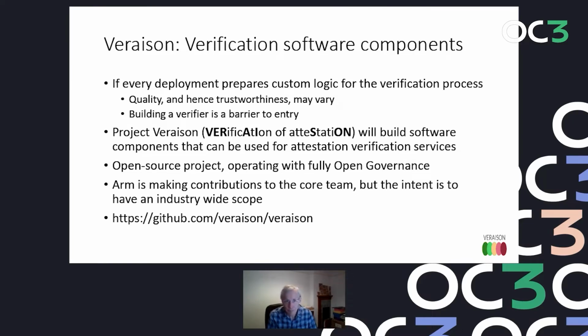So, Project Veraison, verification of attestation. The point of this project is to build software components that in turn can be used to build attestation verification services. It's an open source project, it's fully open. ARM staff the core team. The intent is to encourage collaboration. The work is not just aimed at ARM stuff, it's aimed at industry-wide things. We're embracing standards wherever possible, and we'll be working on multiple targets because that's a good way of making sure the software is designed properly.